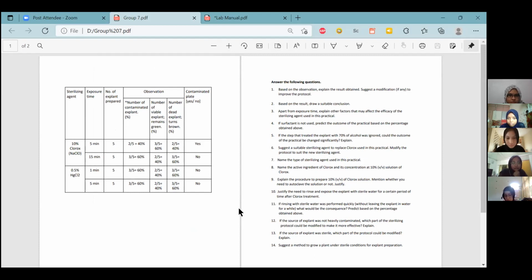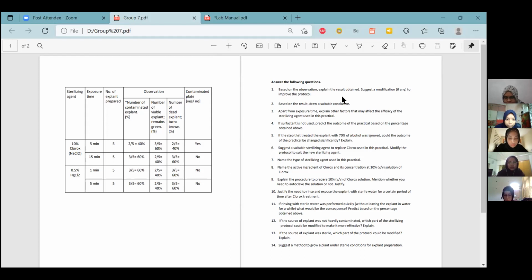There are 2 exposure times assigned, which are 1 minute and 5 minutes. We discussed putting 5 as the number of explants prepared. And then for the number of contaminated explants, number of viable explants, and number of dead explants, 40% and 60% respectively. And for the contaminated plate, we discussed it's no for the contaminated plate.